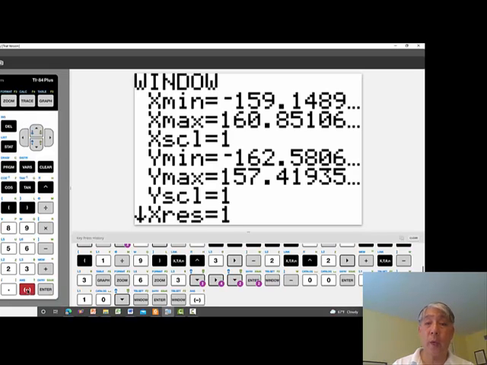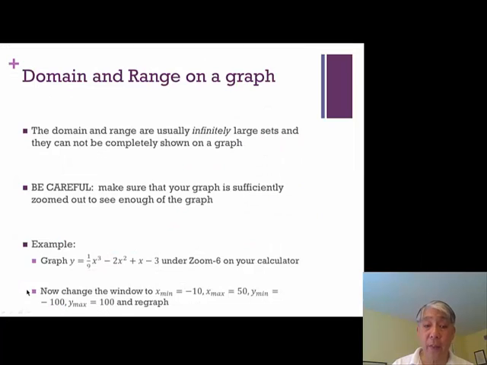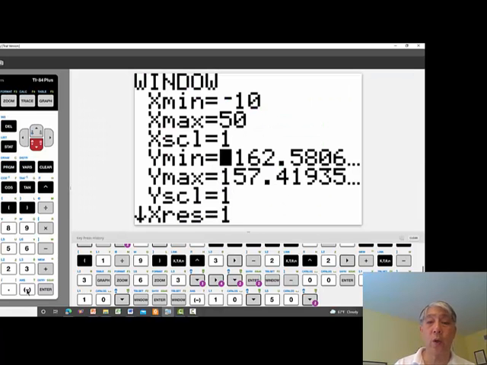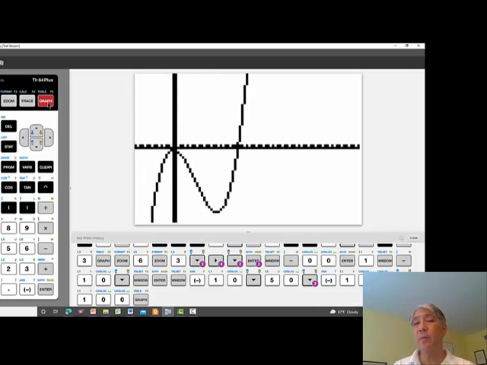Window, -10, go down, +50, go down, skip the scale, set it here, and we're going to go from -100 to 100. So -100, arrow down, 100, and now graph it. This gives me a much better view of the graph. So always be careful and know what you're graphing and whether there might be something off screen that you need to zoom out for.